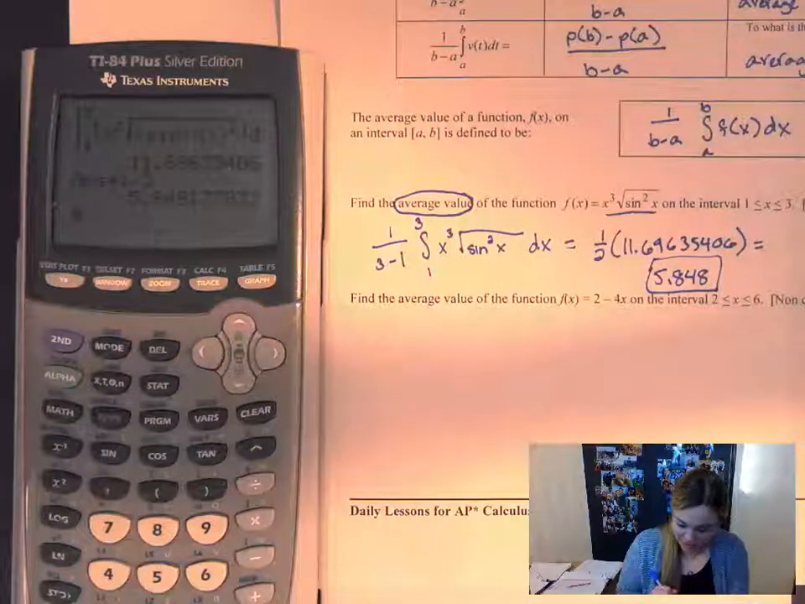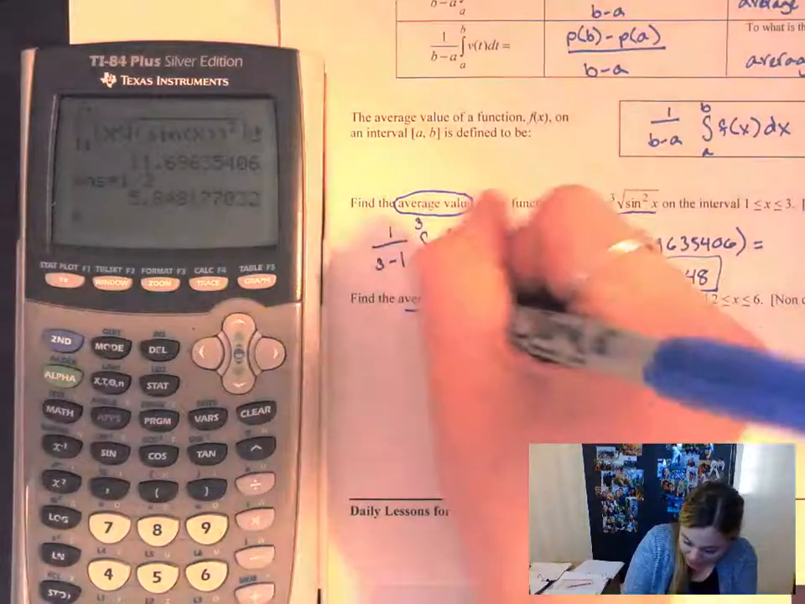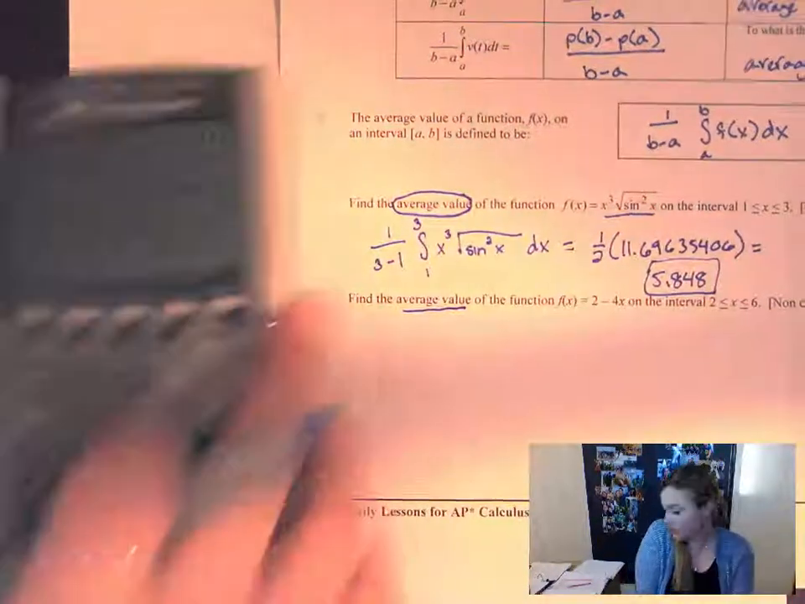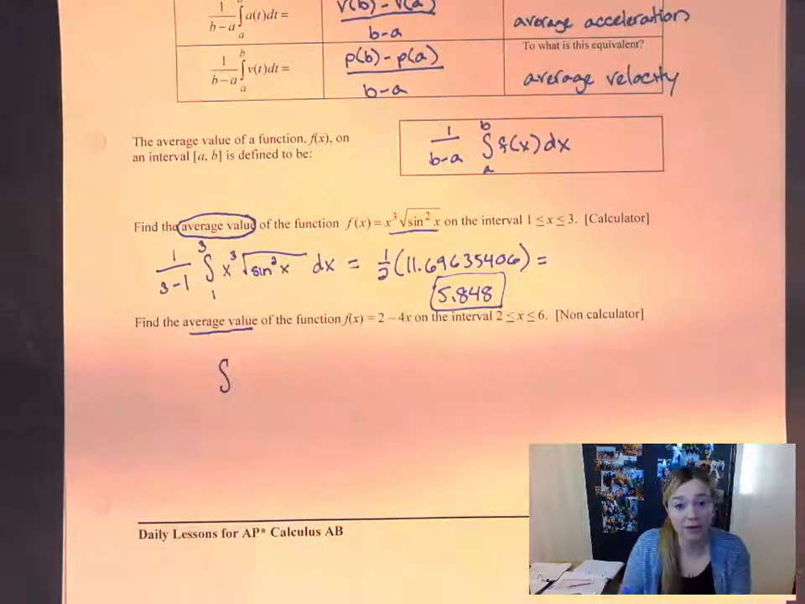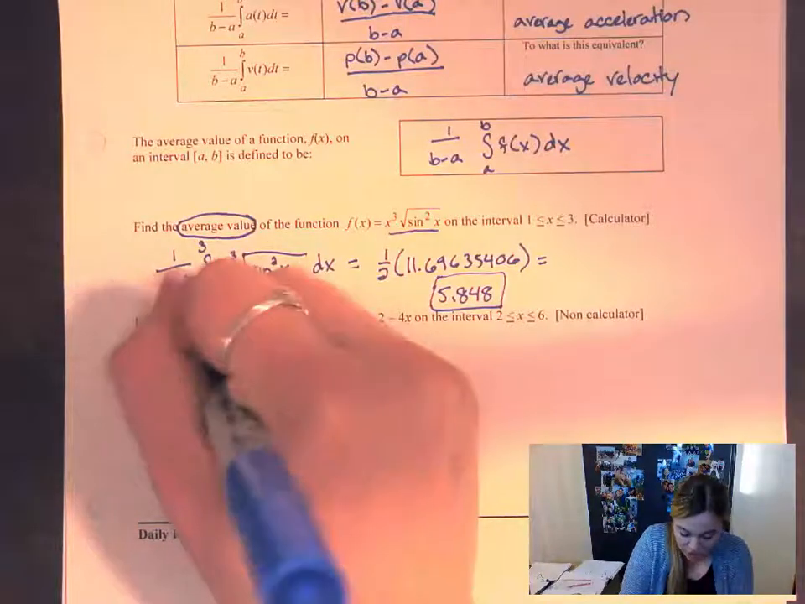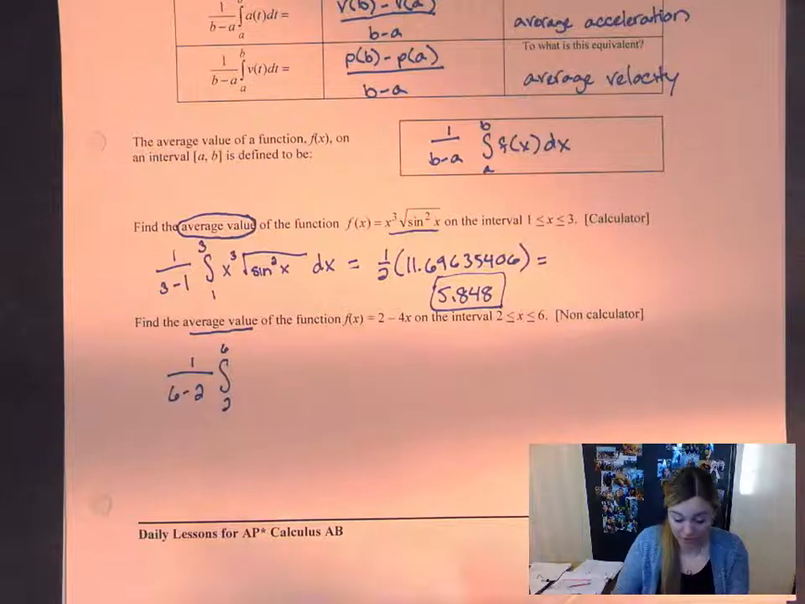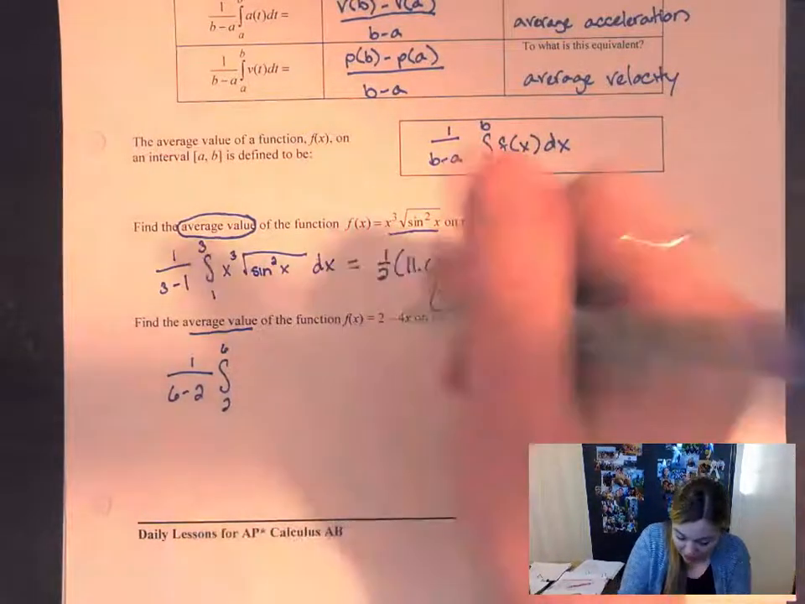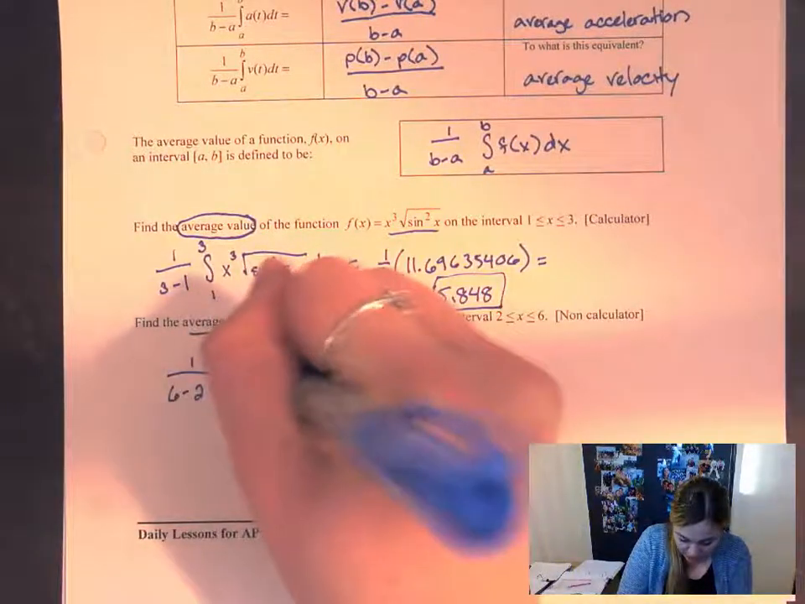Let's do another one. Okay, find the average value of the function. So again, average value, and this one says non-calculator, so let's get this bad boy out of there. Average value of this function. So anytime you're thinking average value, think, okay, I know I need to integrate. I'm going from 2 to 6. This would be 1 over 6 minus 2. You always want the average value of the function that you're given, in this case the average value of this function, 2 minus 4x.